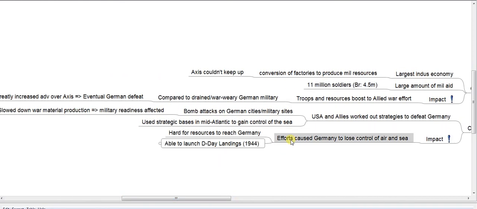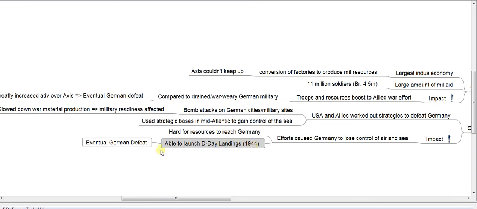And so it was very hard for resources to reach Germany, simply because the Allies had gained control of the air and the sea. So if resources couldn't reach Germany, their war effort and military readiness would have been adversely affected. And therefore the Allies were able to launch the D-Day landings of 1944, which eventually led to German defeat.